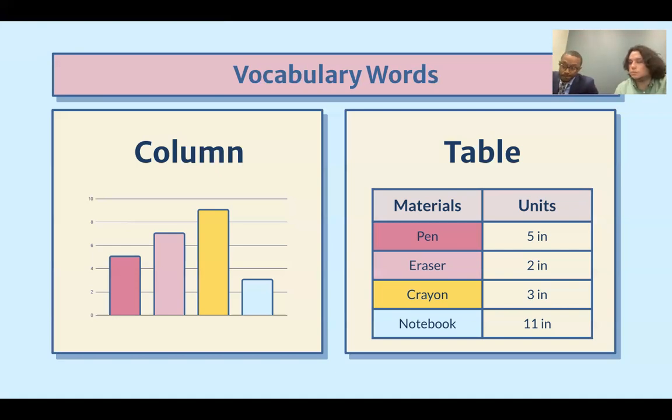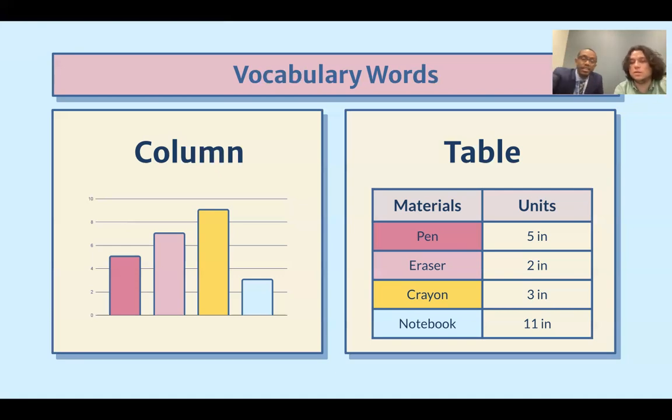Now here on the right, we have the word table. When I say the word table, what comes to your mind? Like this table that we're sitting at. Technically, you're right. But in the mathematical sense, we list items here on the left, and those items are going to correspond with the value right next to it. So for instance, we have the word pen, like the pen that I'm writing with right now. That corresponds to 5 inches because my pen is measured up to 5 inches. So this thing right here is a table. Okay.